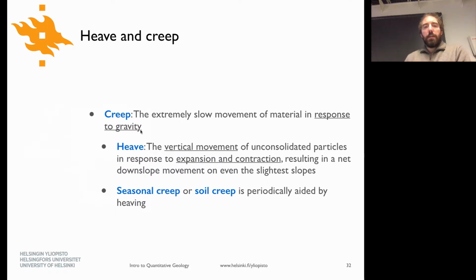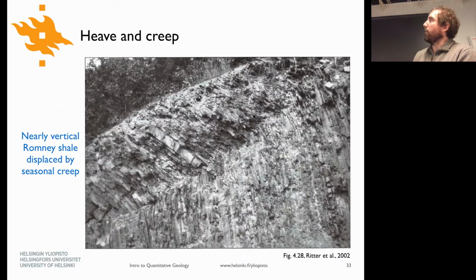So creep is one of these kinds of things. It's a very slow movement of material at the Earth's surface in response to gravity. And I'll show you a couple of pictures here that might look somewhat familiar. The heave part of this creep process is just the vertical movement of material as a result of expansion and contraction, which could be freeze and thaw cycles for water, or just saturation of soil and then loss of moisture and things contracting. And if we look here, we can see one example of this heave process.